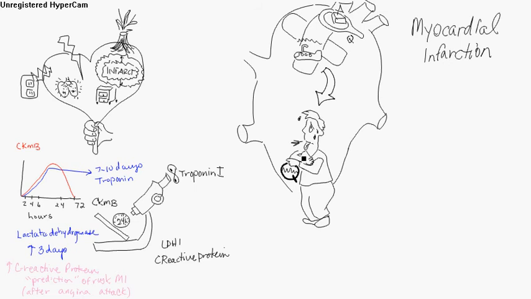Q waves, which we were just talking about. If you have leads 2, 3, and aVF, that's an inferior infarct. And if you have V4 to V6, that is a left circumflex infarct.